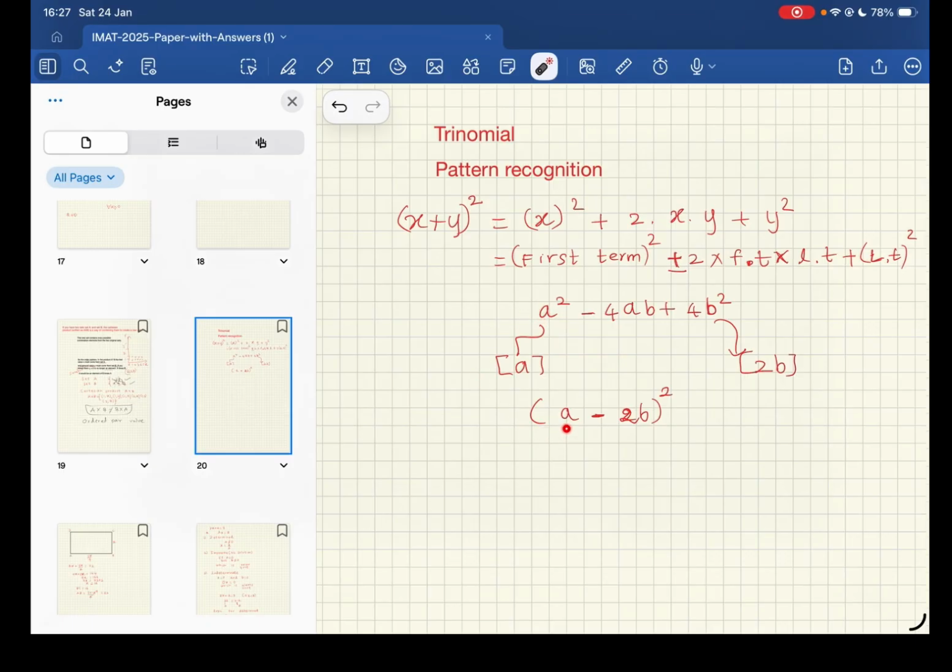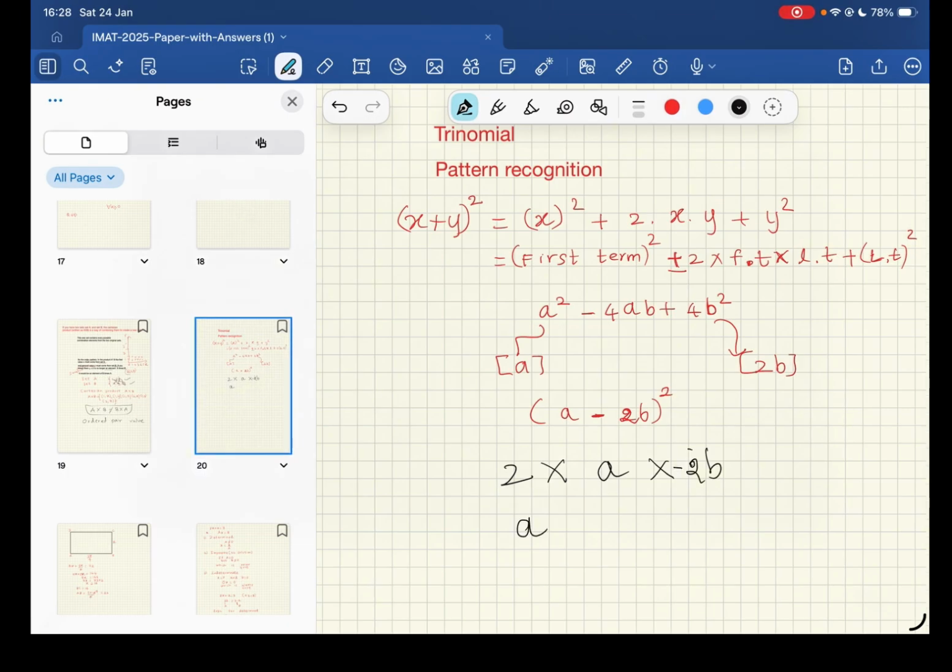So you can see what question you are having. a squared is the square of the first term. So what should the first term be? a. 4b squared is the square of the second term, so you take the square root of 4b squared, which is 2b. That's fine. The middle term is the product of 2 times first term times second term. So you are having minus 4ab. So obviously either a or b should have a negative. So I can say minus 2b in this case. The first term is a, the second term is minus 2b. So (a minus 2b) squared. It is a very simple pattern recognition problem.